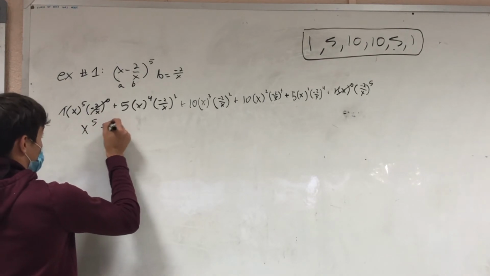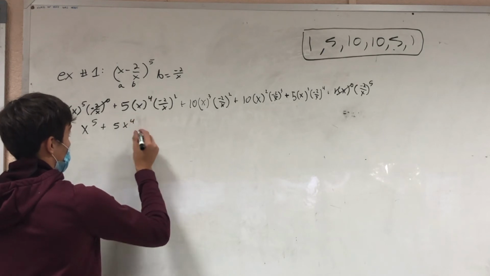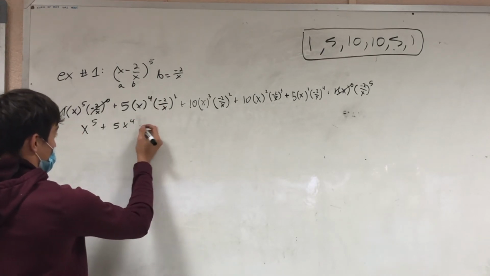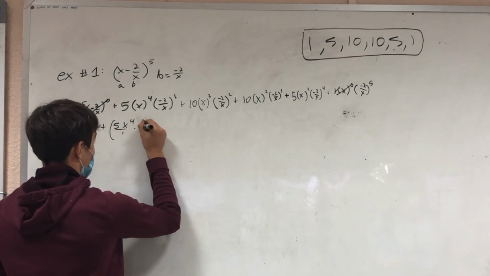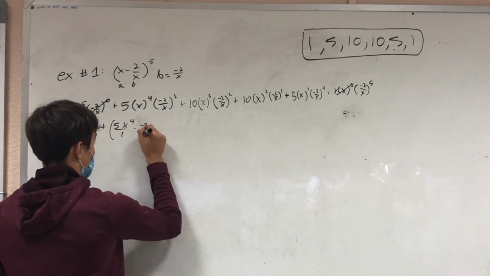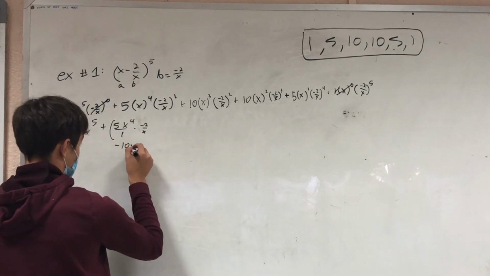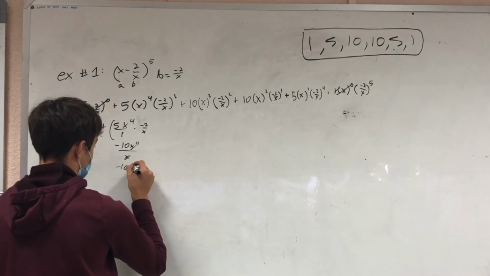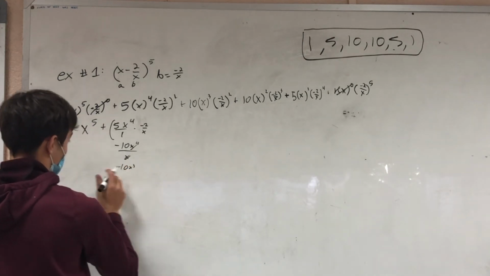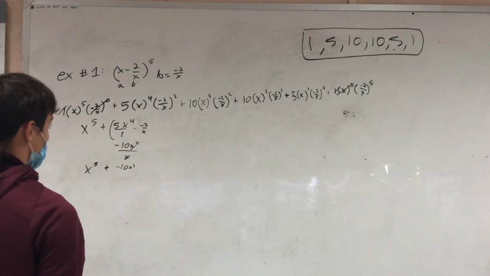x to the 5th plus 5x to the 4th, right? Times negative 2 over x. So let's just quickly do this. Right, everyone see how I got this? That's equal to negative 10x to the 4th over x, which is negative 10x cubed. So, we all get how I understand that, right? Everyone understands this? Got it.